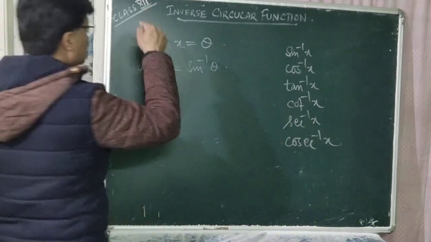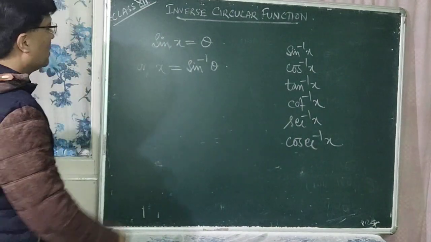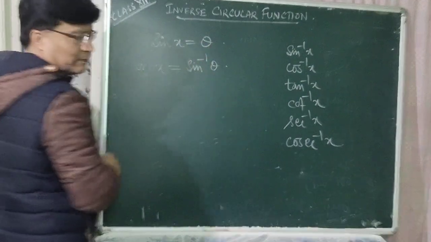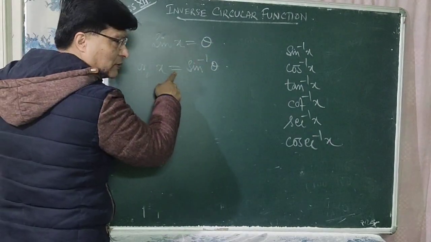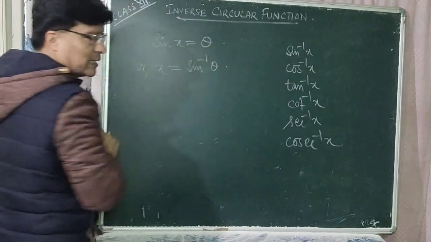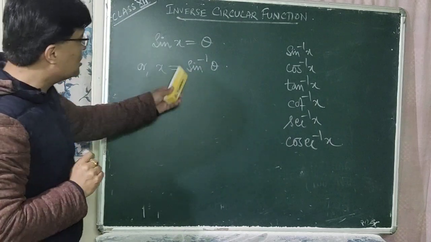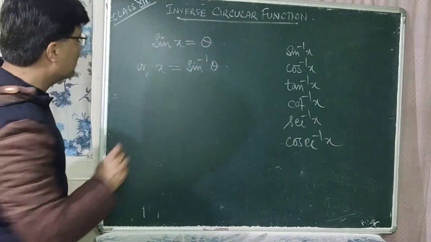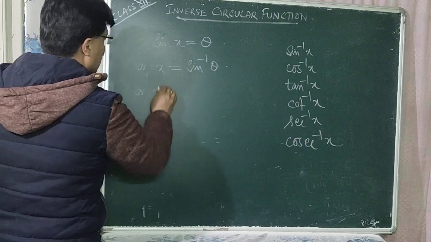Now look at the blackboard. So sin x is equal to theta, so x is equal to sin inverse theta. It is read as sin inverse theta, so this is your inverse circular function.